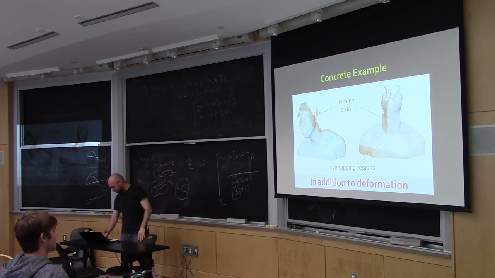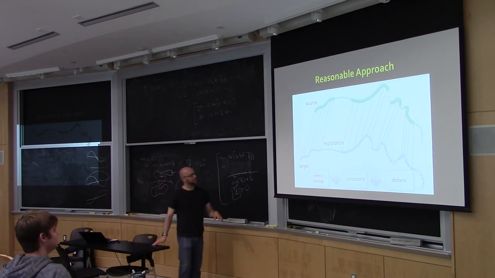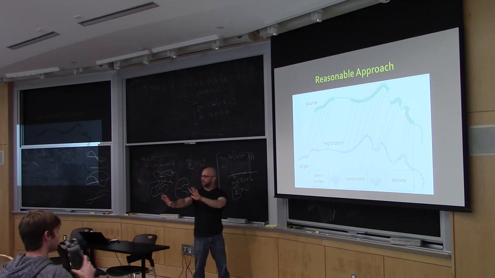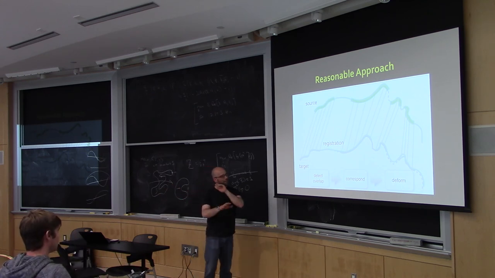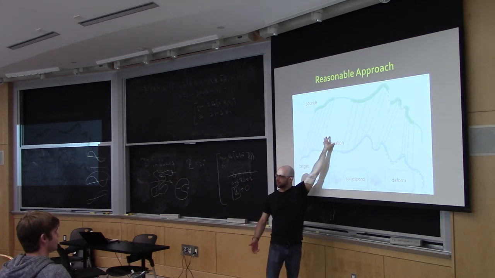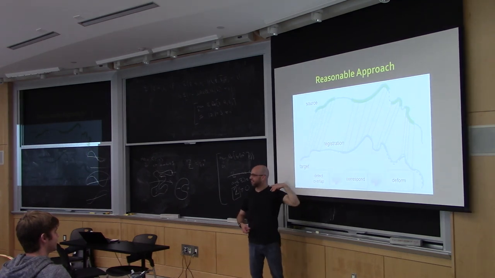Yeah. And so there's a pretty reasonable approach, which is to cycle just the same way that ICP cycles between find correspondence and then move stuff. Now we're going to cycle between three things, which is find a correspondence, deform the two guys so that the geometry at the corresponding points looks a little closer, and then do the ICP thing and iterate.